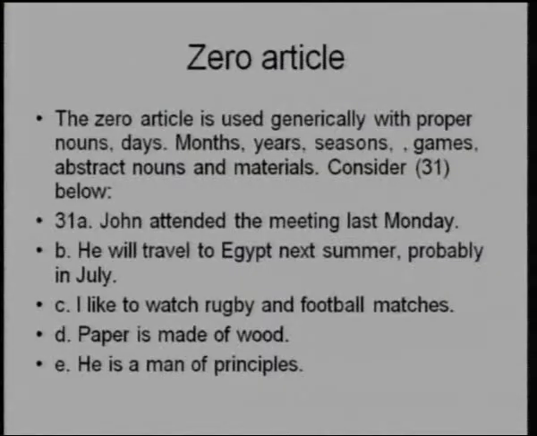She bought a golden ring. A golden ring. Golden, adjective. He made a wooden door. A wooden door. Wood without an article, wooden is an adjective. Paper is made of wood. Paper, generic, all paper is made of wood.